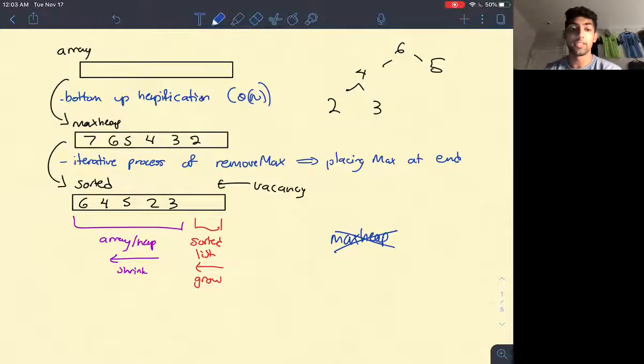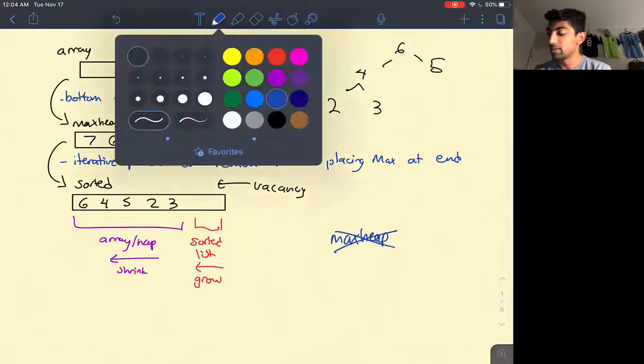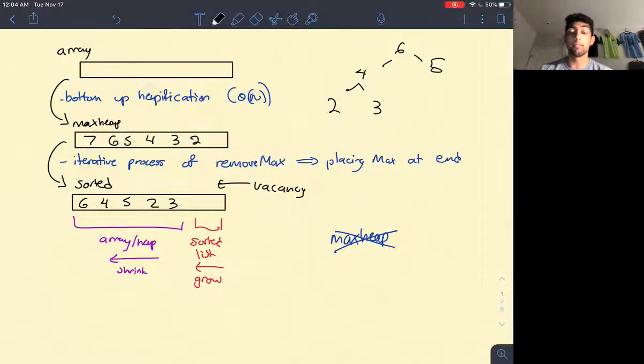Okay, so what we're going to notice is that every time we remove the minimum, instead of putting the minimum at the back, it would make more sense to put it at the front, okay? But if we wanted to put it at the front, we would have to shift all of the elements one to the right, and that's going to take a ton of time. So my idea is we can use a min heap, and we're going to create an array that's sorted in descending order, okay?